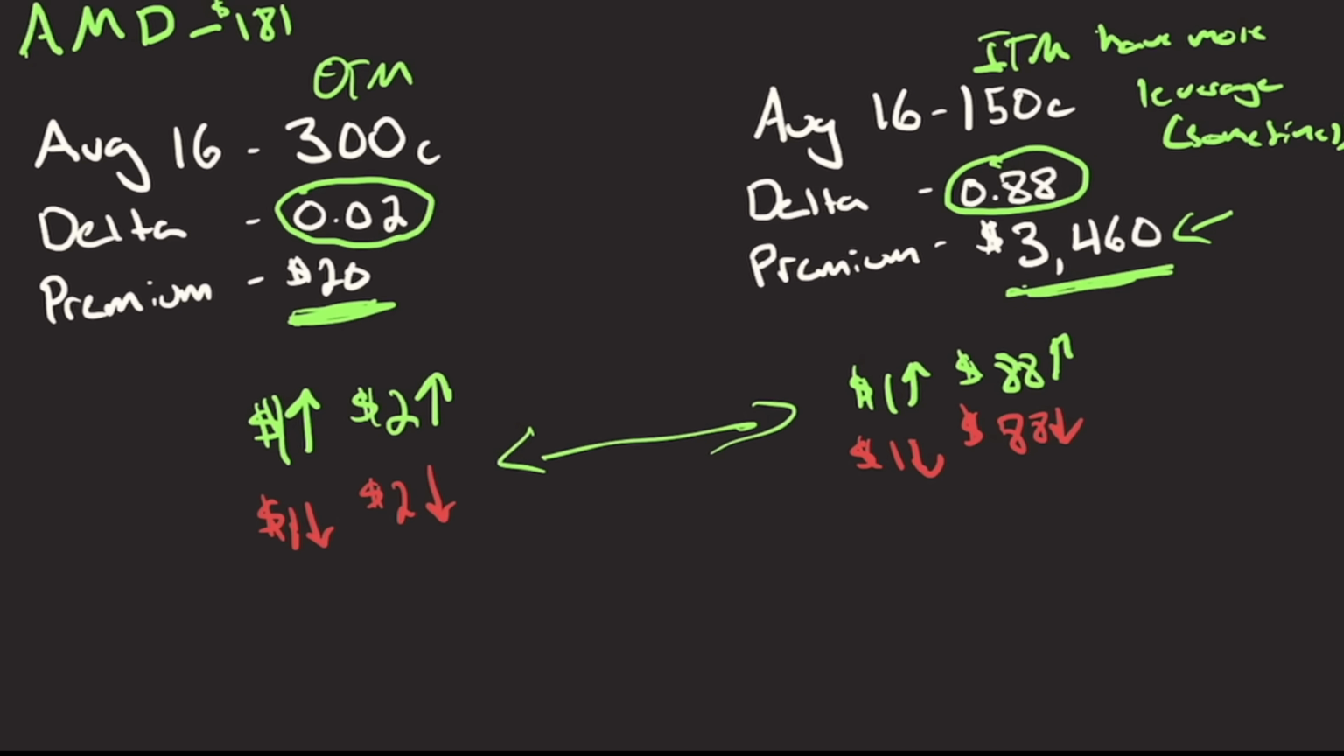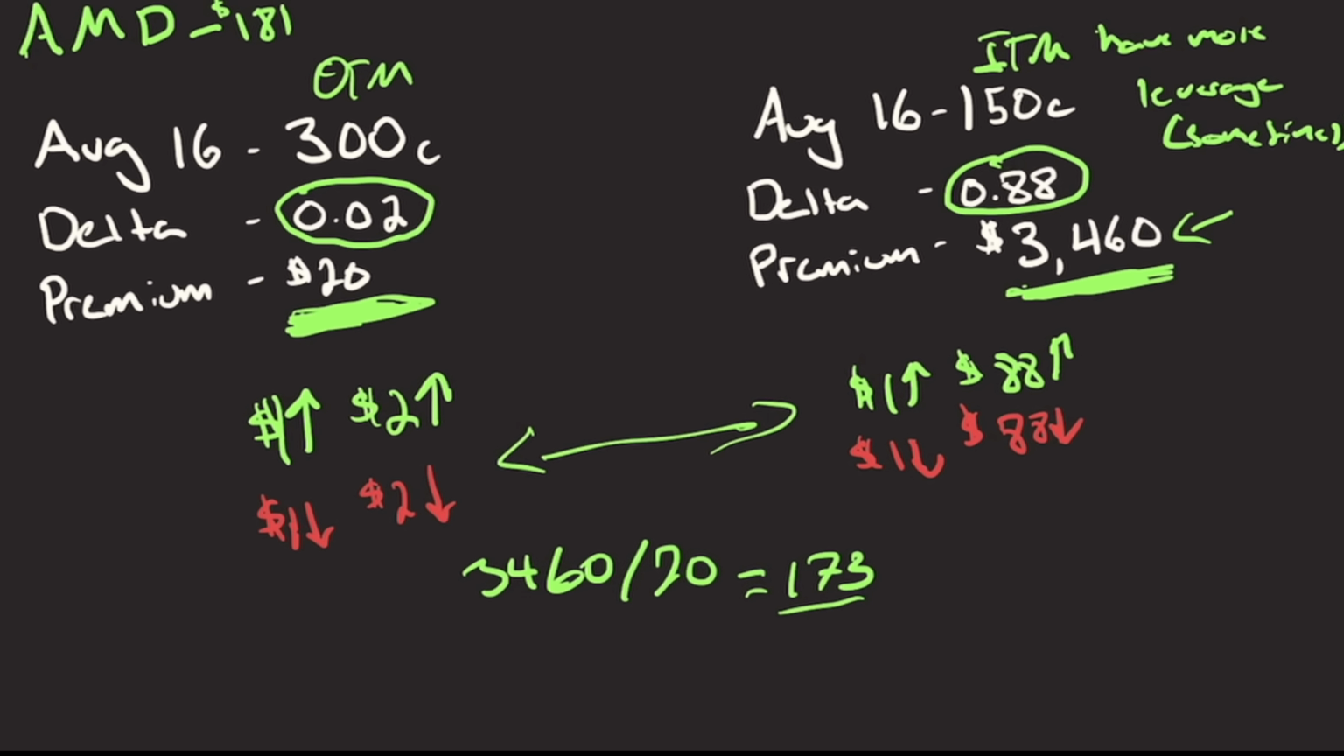So why do people always say that out of the money options have more leverage? Well, it's because you can buy a bunch of out of the money options that are equal to the same value of the one that's in the money. So for example, let's take a look at $3,460. That's the price of the in the money option. Divide that by $20, the price of the out of the money option. That's going to equal 173 contracts. So I can buy 173 contracts, and that's going to equal $3,460.